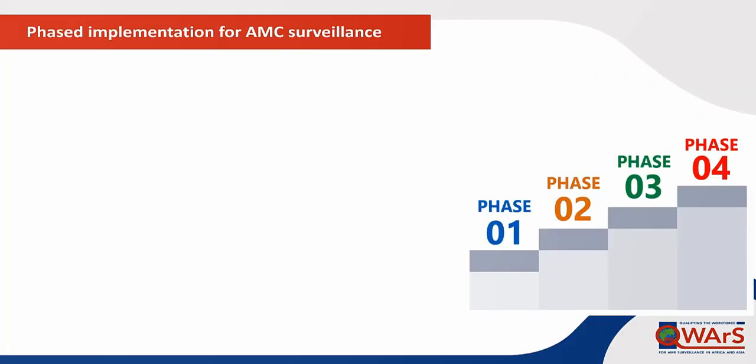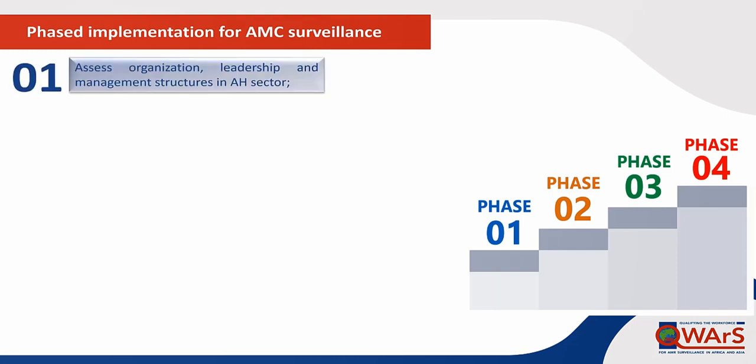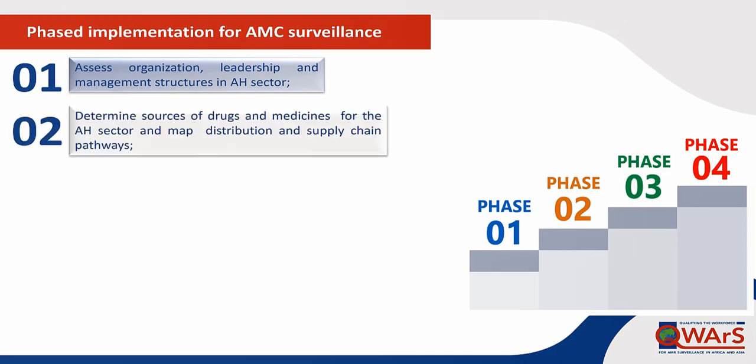This slide demonstrates a phased implementation for AMC surveillance. Phase 1: assess organization, leadership, and management structures in animal health sector. Phase 2: determine sources of drugs and medicines for the animal health sector and map distribution and supply chain pathways.